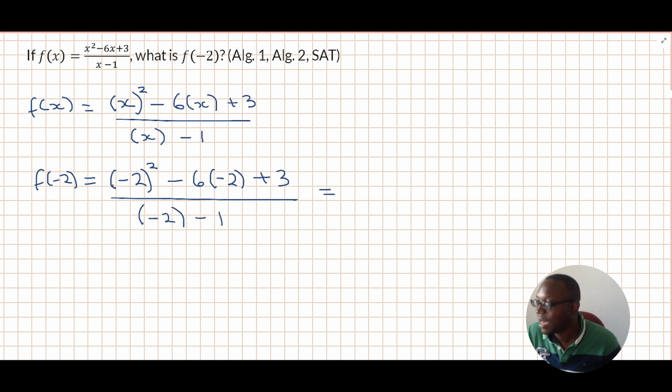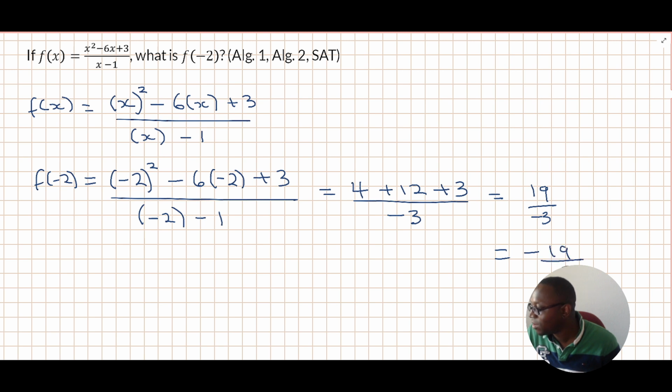So now we can go ahead and simplify. Negative 2 squared is going to be negative 2 times negative 2, which gives you 4. Minus negative 6 multiplied by negative 2 is going to be positive 12, plus 3, divided by negative 2 minus 1, which is negative 3. So this is going to give us 4 plus 12, 16, plus 3, 19, divided by negative 3, which is the same as negative 19 over 3.